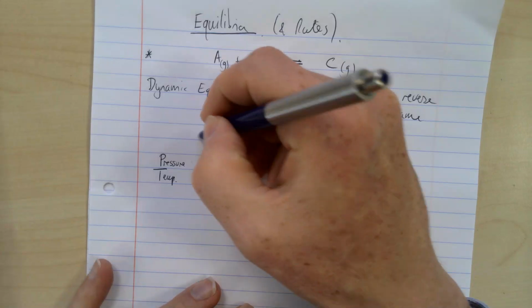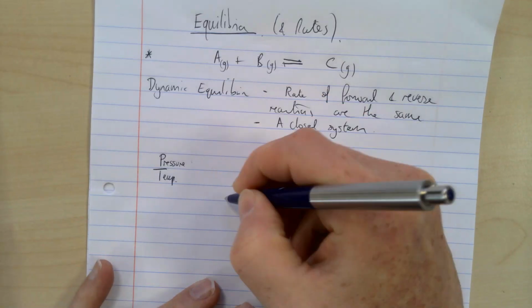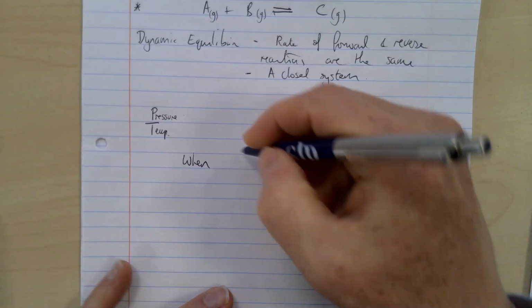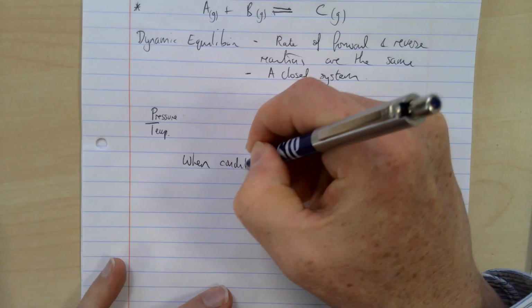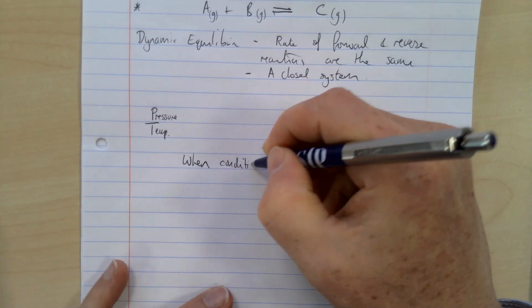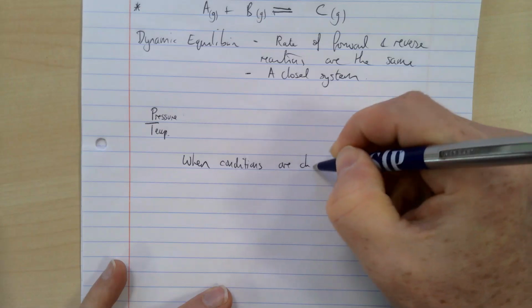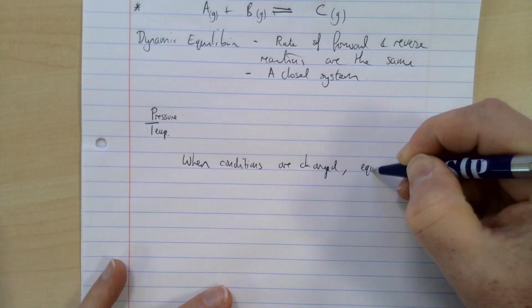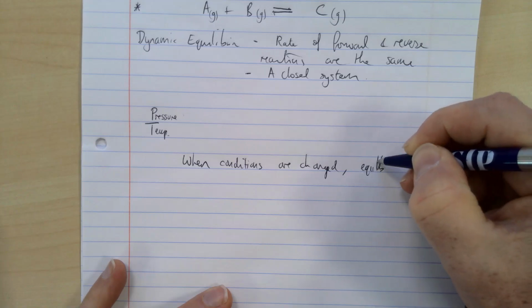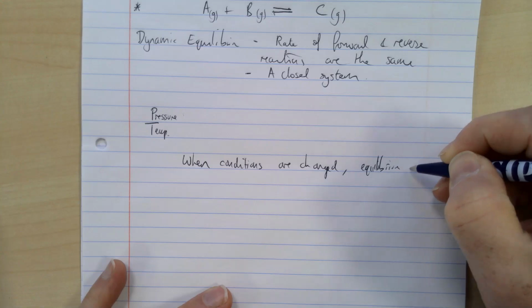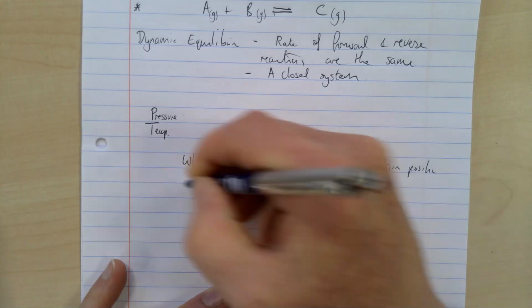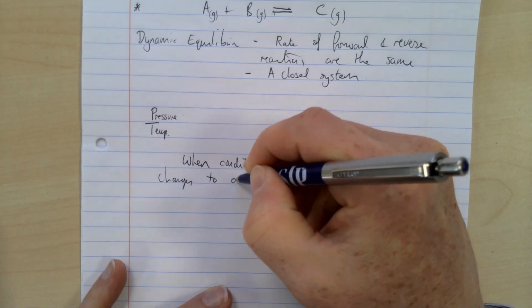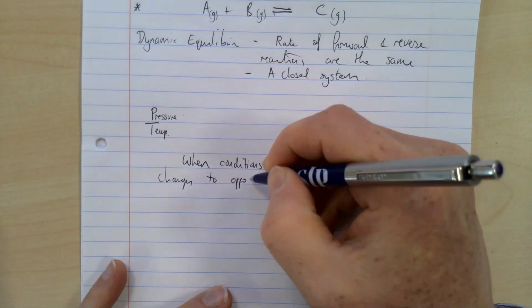So when conditions are changed, equilibrium position changes to oppose the change. In fact, it really minimizes the change.